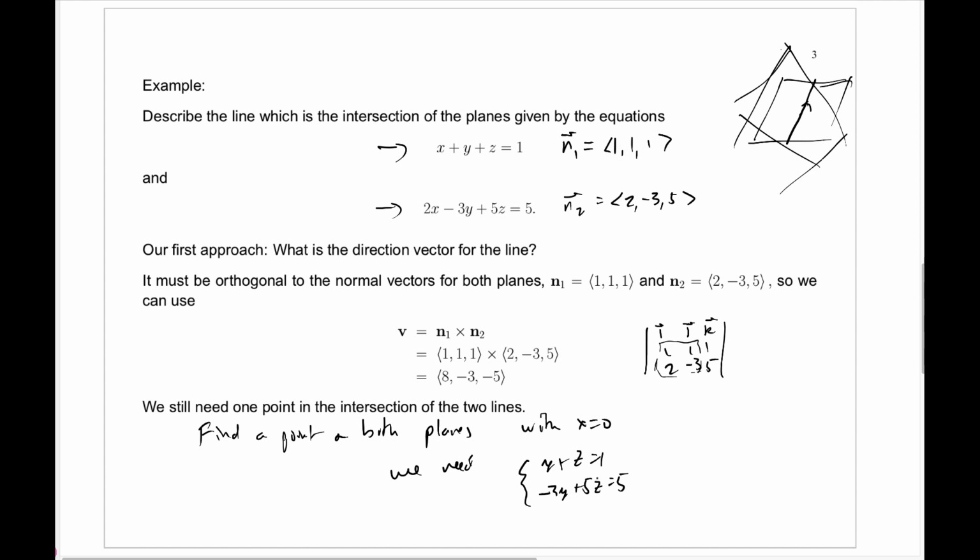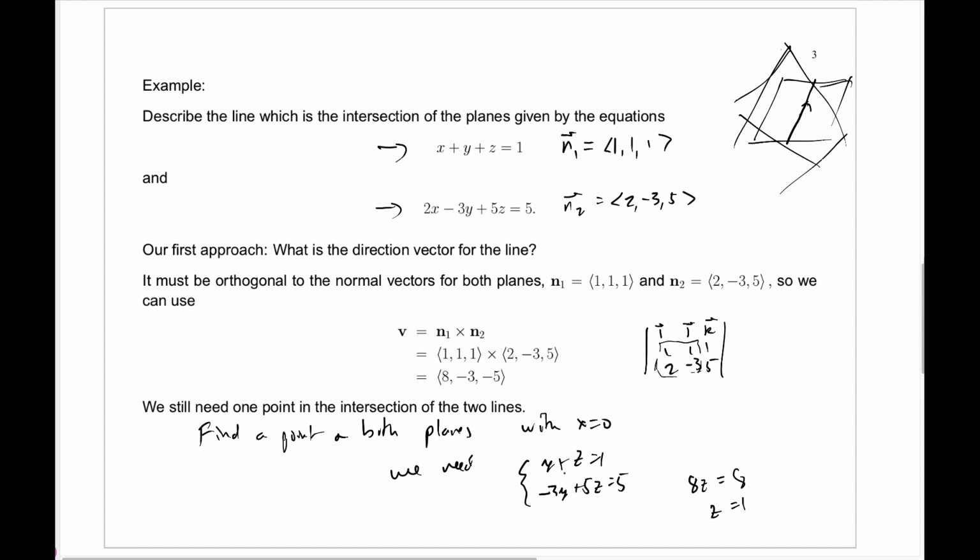There are a variety of methods. I could solve for one variable here and substitute, or I could add a multiple of one equation to another to simplify things. Let's try that. Instead of the second equation, I'll take the second equation plus 3 times the first equation. That will make the y's disappear, because negative 3y plus 3 times y will be 0. 5z plus 3 times z will be 8z. 5, when I add 3 times 1, will just be 8. In other words, we have to have z equals 1.